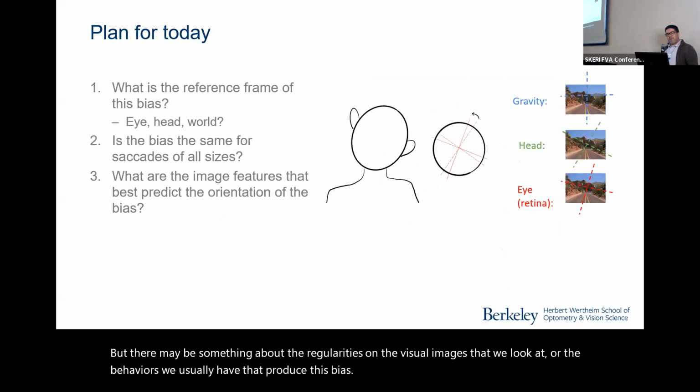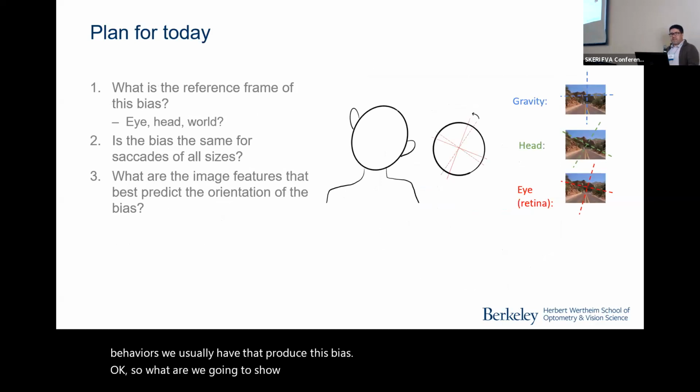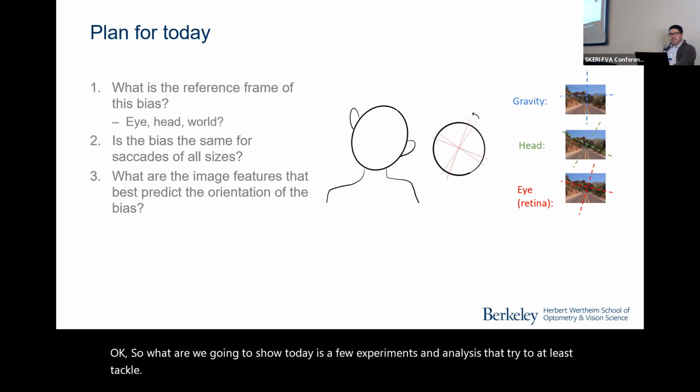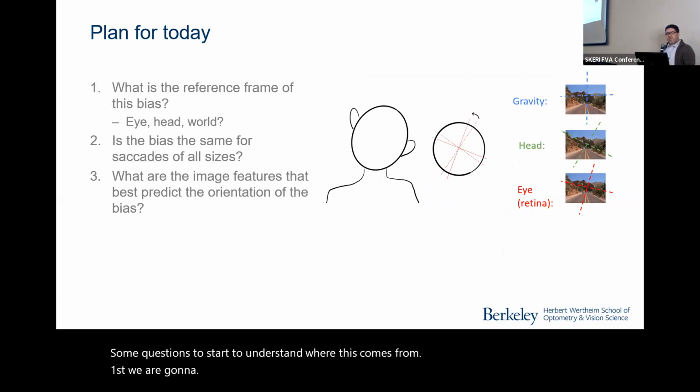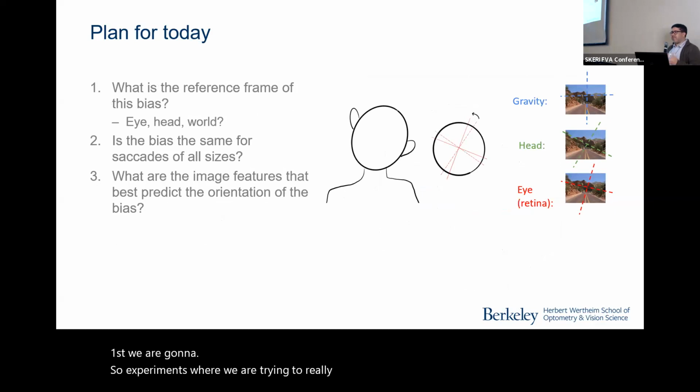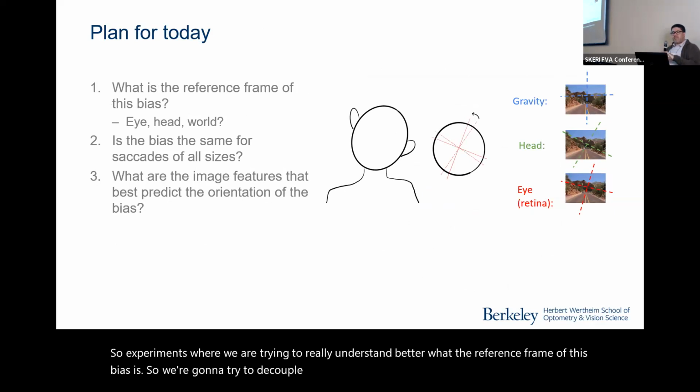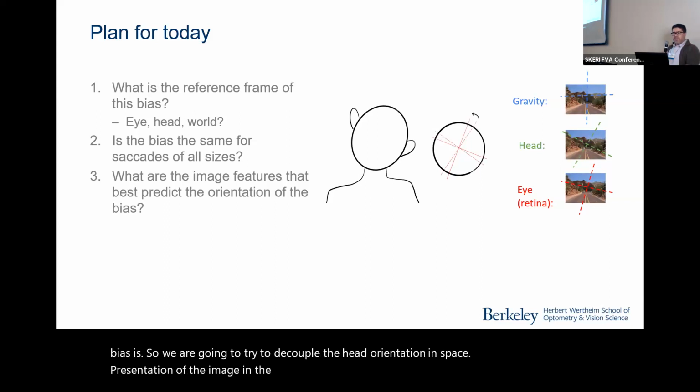Okay, so what we are going to show today is a few experiments and analyses that try to at least tackle some questions to start to understand where this bias comes from. First, we are going to show experiments where we are trying to really understand better what the reference frame of this bias is. So we are going to try to decouple the head orientation in space, the orientation of the image in the world, and a little bit of the eye orientation in the head, to see what this bias really stays anchored to.